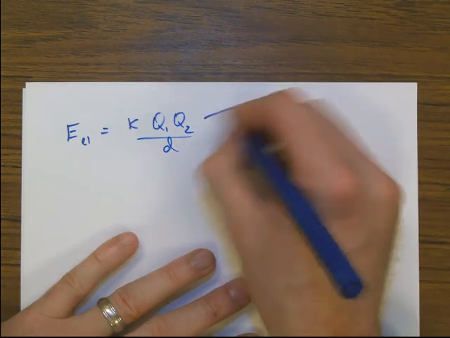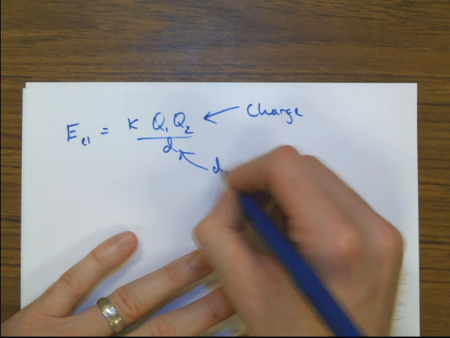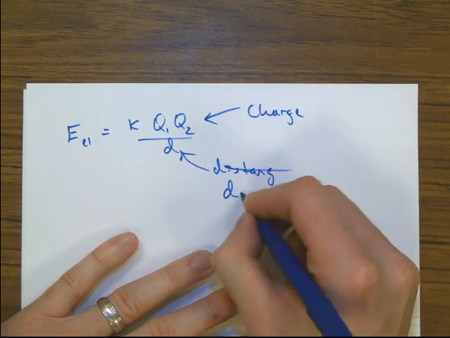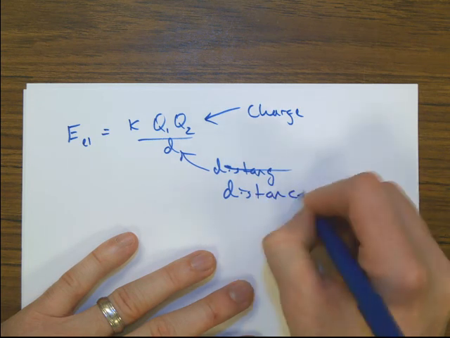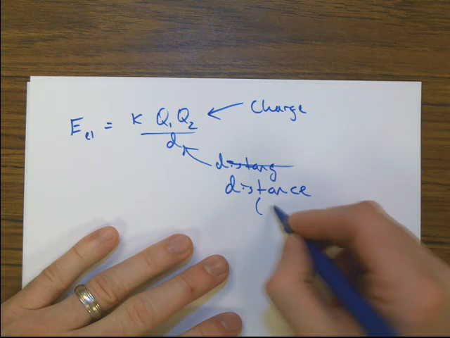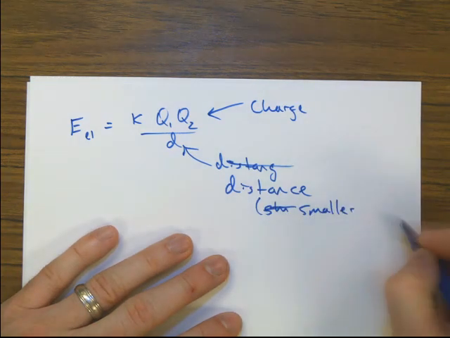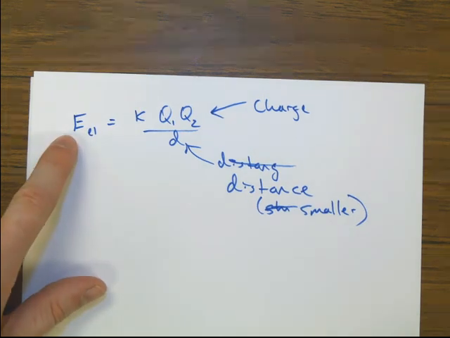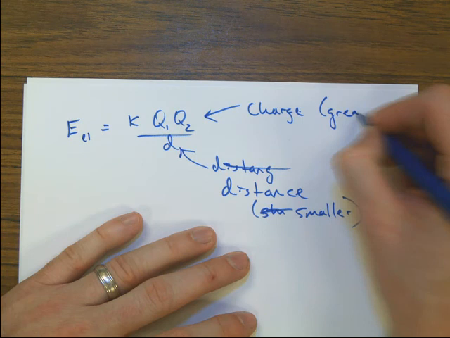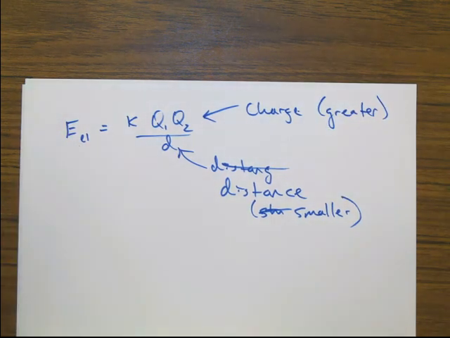So what is it that matters? Charge matters. Distance matters. Oops, I completely spelled distance wrong. It's distance, not disdain. All right, so the smaller the distance, the higher your lattice energy is going to be. The greater the charge difference, the greater your energy is going to be. So there's a direct relationship between this.